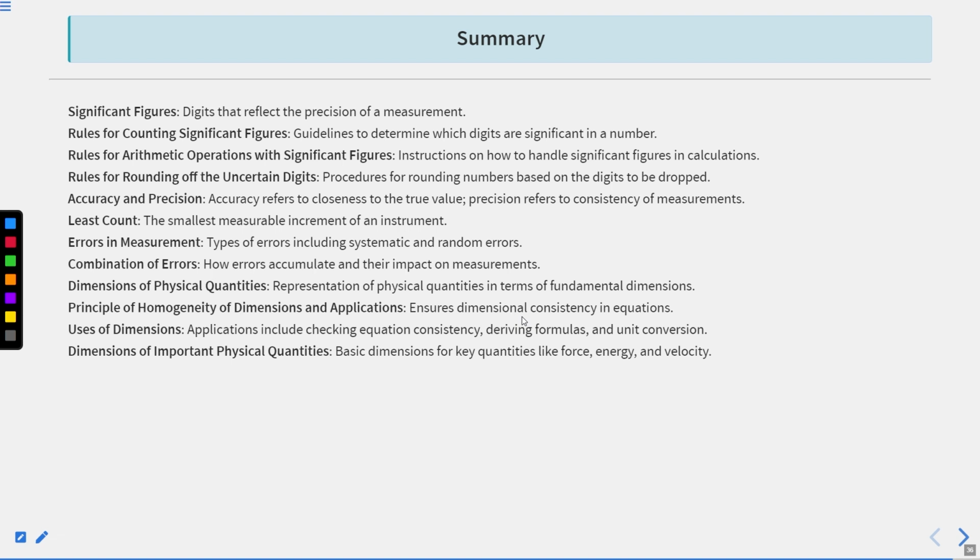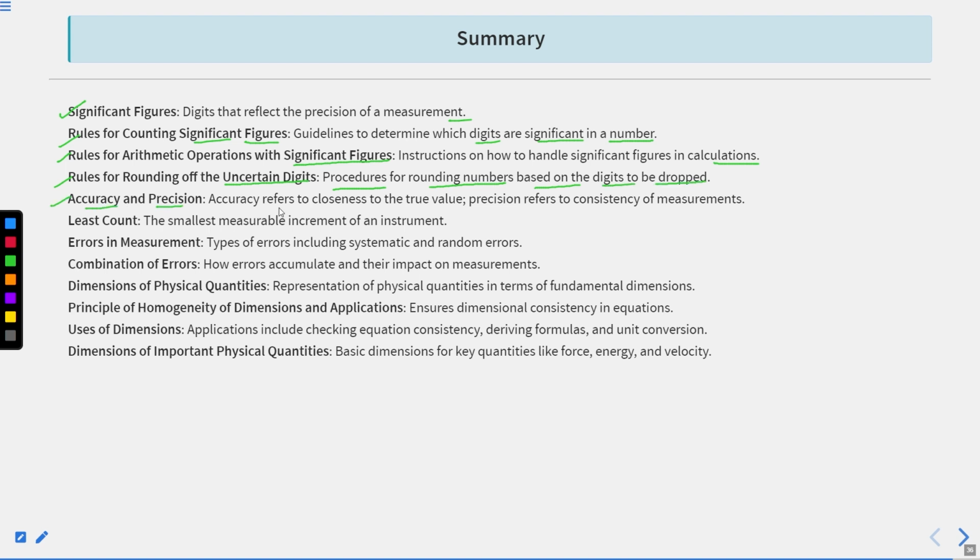Now summary. In today's lecture, we learned first significant figures, digits that reflect the precision of a measurement. Rules for counting significant figures, guidelines to determine which digits are significant in a number. Rules for arithmetic operations with significant figures, instructions on how to handle significant figures in calculations. Rules for rounding off uncertain digits, procedures for rounding numbers based on the digits to be dropped.